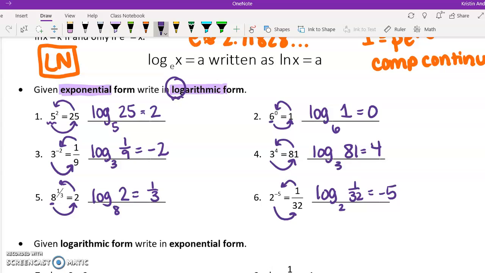When you're done, you make sure all of your answers have the word log in them. And then I like to check, I'll take one of them and I'll check it by just doing the reverse. So I'll draw the arrows again in exponential form, like number 6 would have gone 2 raised to the -5 equals 1 over 32. And if you get back what your original problem was, you know that you did it correctly.